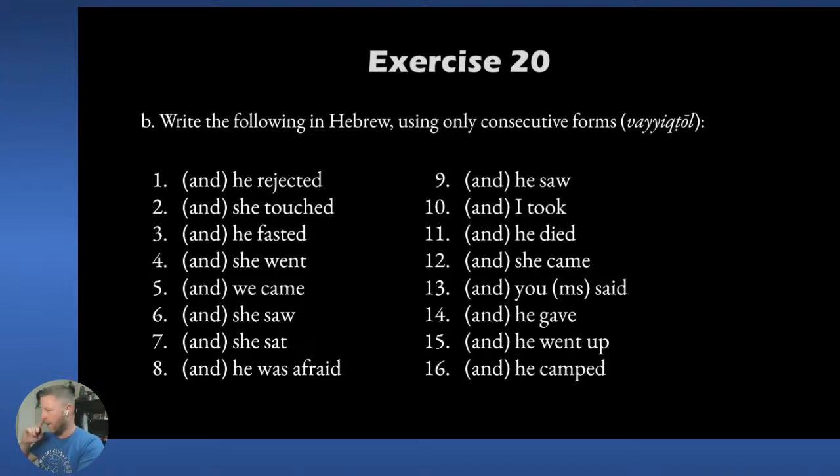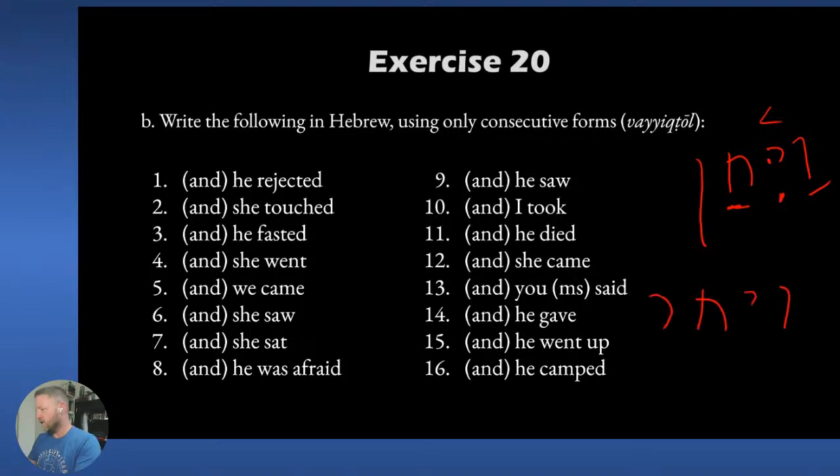And the final one before the reading is he camped. The verb is chana. Chana. Okay, the future is yachne. Yachne. Apocope on the end. Yachan. Okay. And for some reason, I feel this should be vayichen, because it feels like vayichar. Vayichar is he got angry, like his nose got hot.